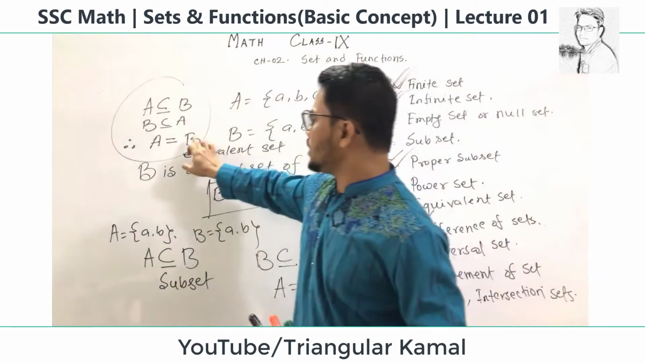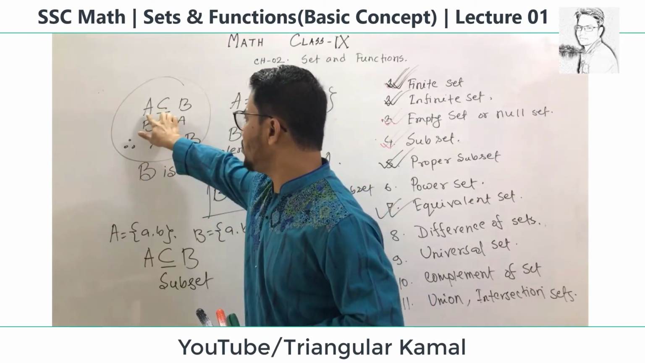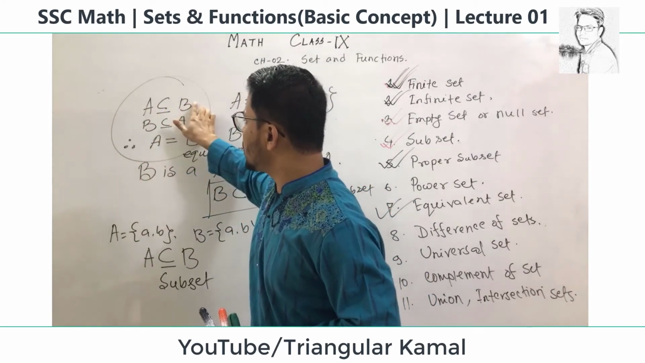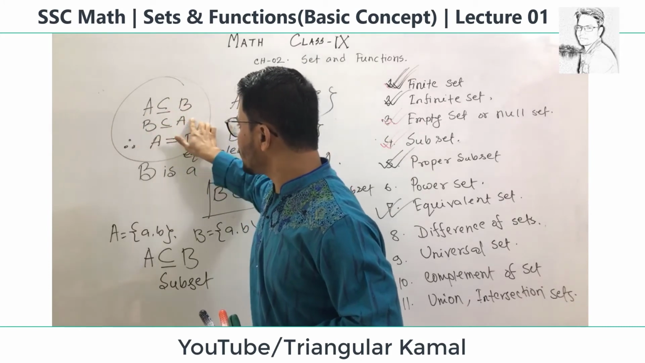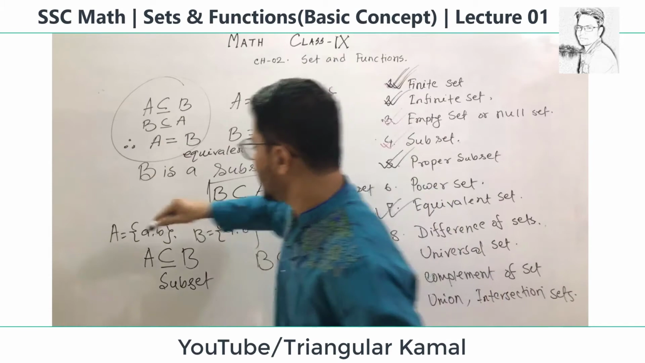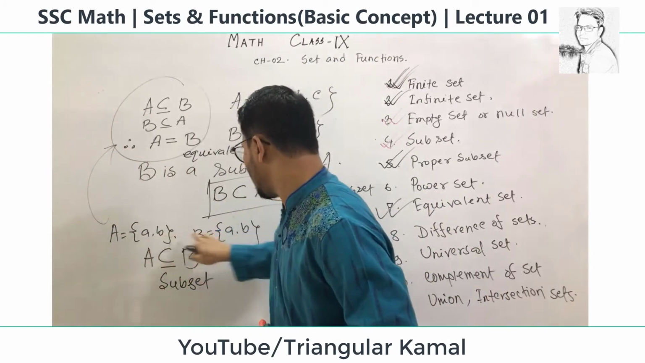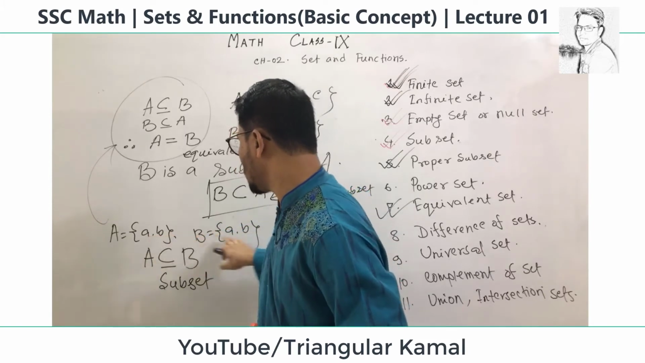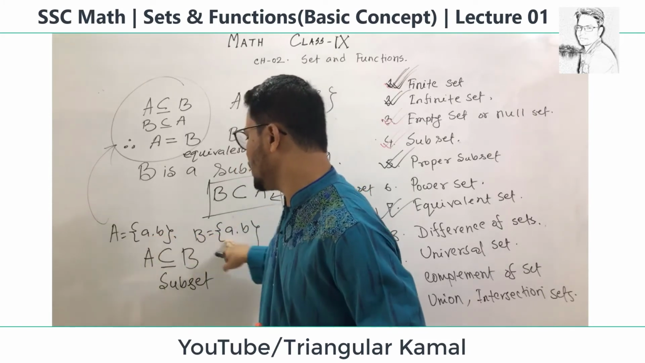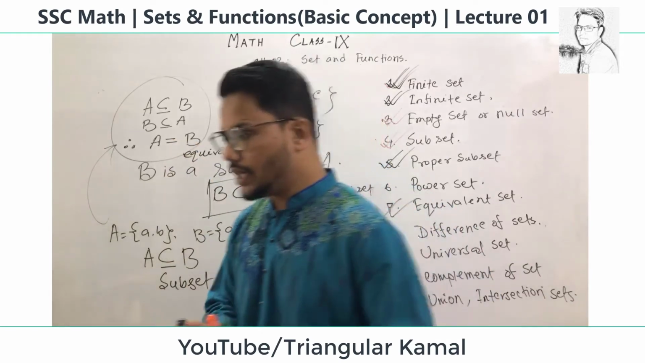The equivalent set means two sets are equal in elements. That means you have to show A is a subset of B and B is a subset of A, then A equals B, and both are the same. Like A is a subset of B, B is a subset of A, both are the same in elements, that's why they are also equivalent sets. Please let me know.